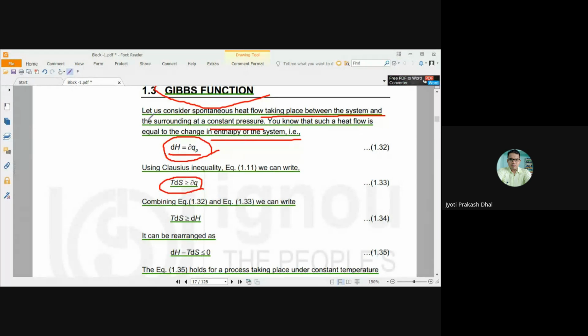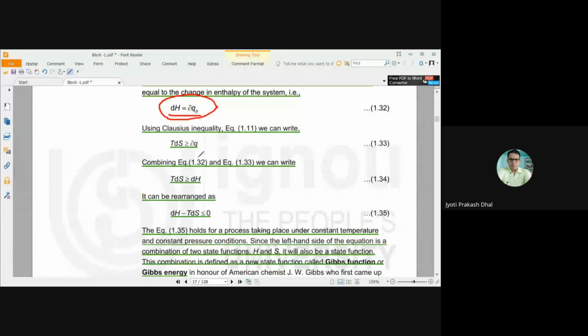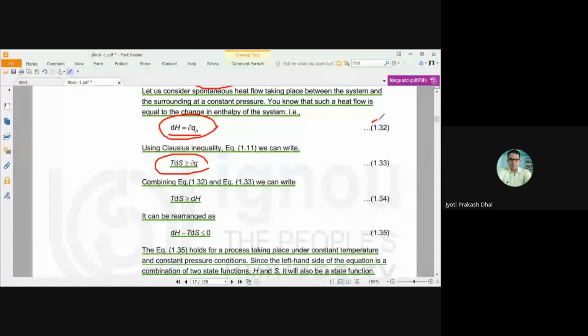So this is equation 32. In equation 32, the heat flow at constant temperature and pressure is nothing but the change in enthalpy of the system, that is dH equals dQ at constant pressure. And using the Clausius inequality, that is TdS is greater than or equal to dQ, this is equation 33.